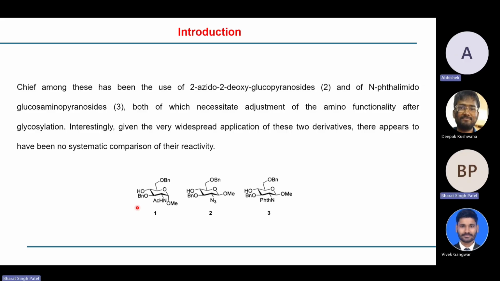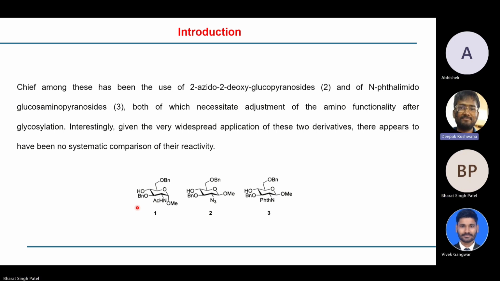By comparing 1, 2, 3, if this hydrogen is not in the first molecule, then the first is the best compound for glycosylation, right? Yes, it should be the best then. Okay, that's what they have done.